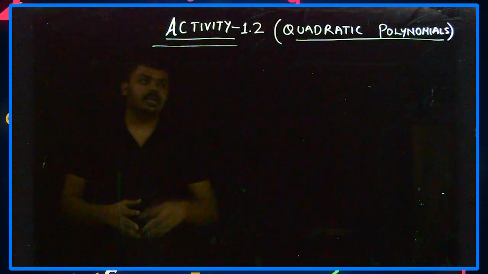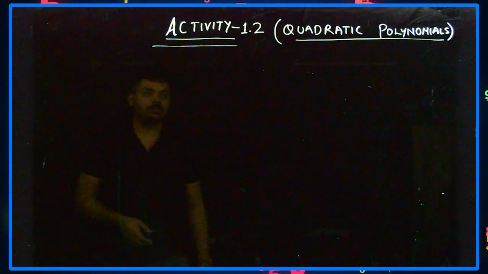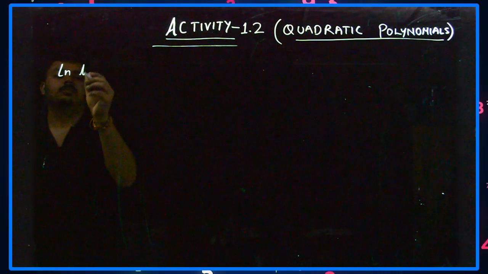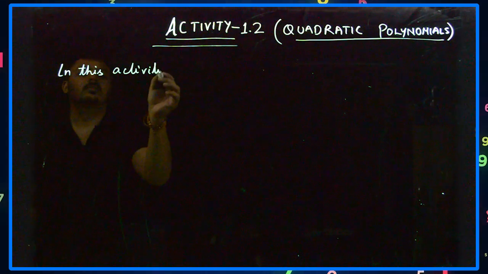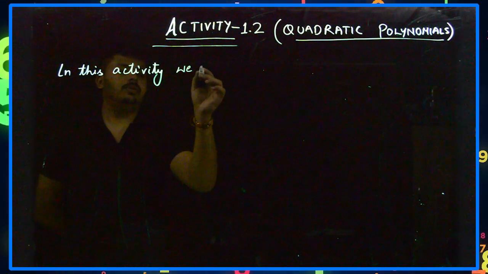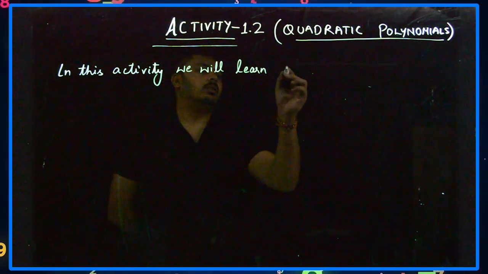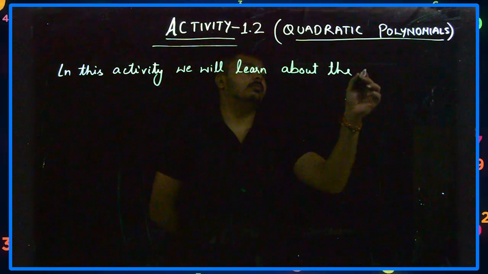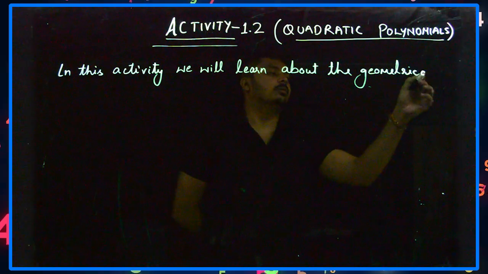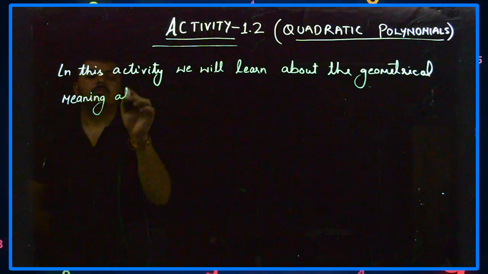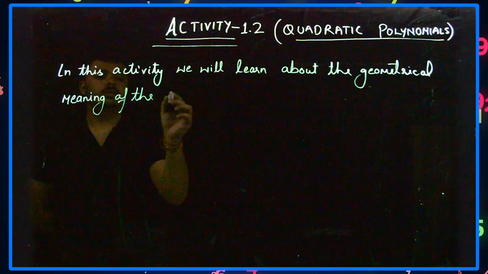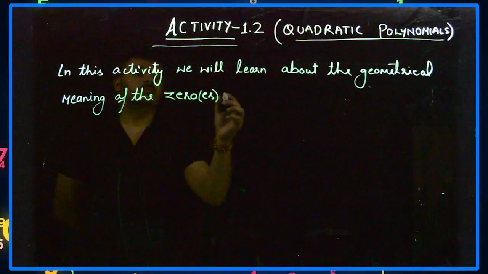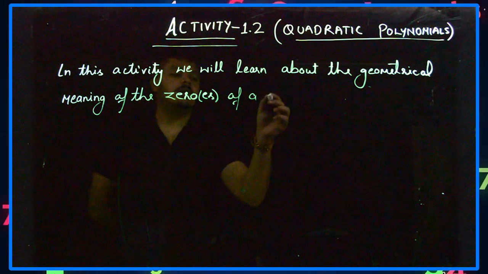So students, now let's start activity 1.2 quadratic polynomials. In this activity, we will learn about the geometrical meaning of the zero or zeros of a quadratic polynomial.